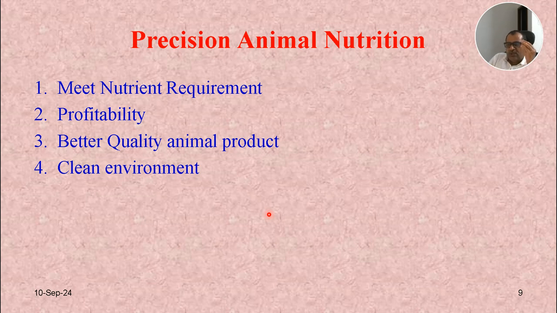The fourth one is the clean environment. If you optimally feed the animal, we will have a clean environment without wasting any food grains and also fodder, etc. We can keep the environment very clean. That's also where precision animal nutrition plays a role.